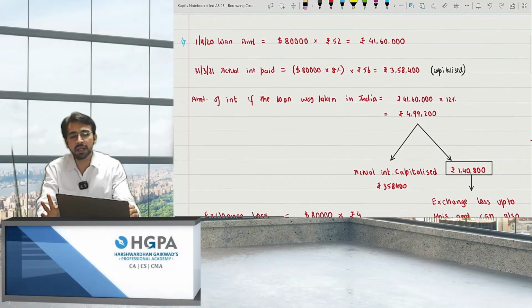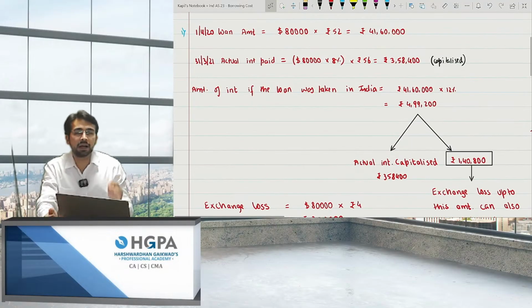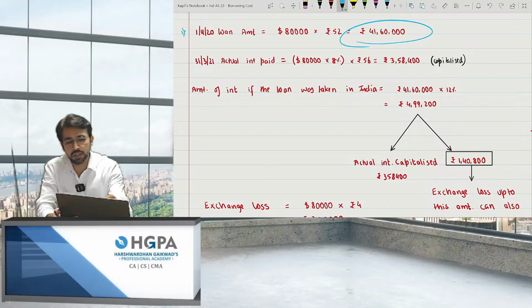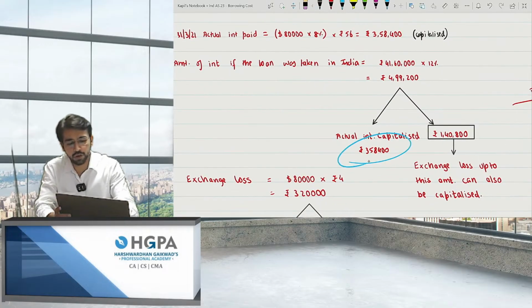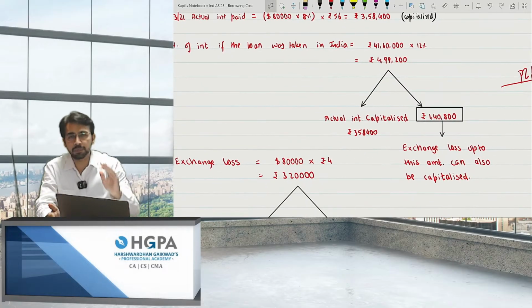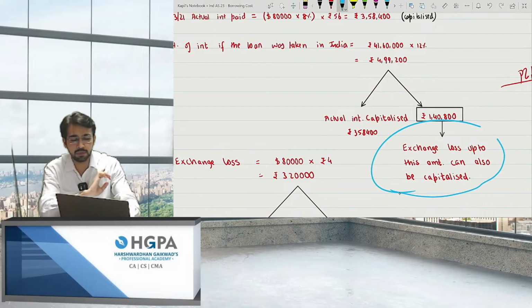Okay. Now I am telling you, if the loan was taken in India, what was the amount of interest you should have paid? So obviously, you will say 41,60,000 was the loan amount, 12% was the interest, and you will pay 499,200. Out of this, 358,400 you already capitalized. 140,800 is pending, and exchange loss up to this amount can be capitalized.